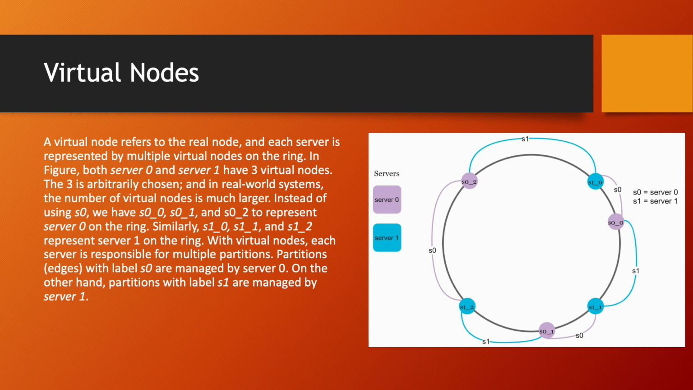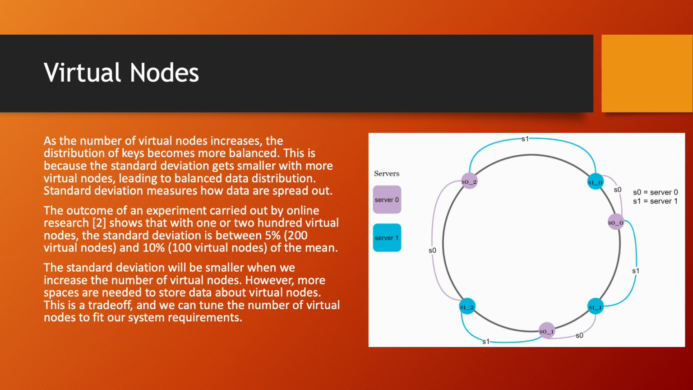With virtual nodes, each server is responsible for multiple partitions. Partitions with label S0 are managed by server 0. On the other hand, partitions with label S1 are managed by server 1. As the number of virtual nodes increases, the distribution of keys becomes more balanced. This is because the standard deviation gets smaller with more virtual nodes, leading to more balanced data distribution. Standard deviation measures how data is spread out.